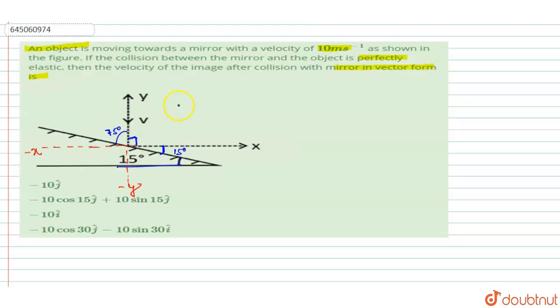Then firstly draw a normal, which is perpendicular to this plane. Then this is the normal and this is 75 degrees, then definitely this angle is equal to 15 degrees. Then this is the incident ray from the normal at 15 degrees, then definitely the reflected ray is at 15 degrees to the normal, and this is the reflected ray.